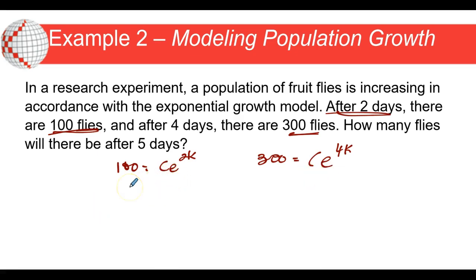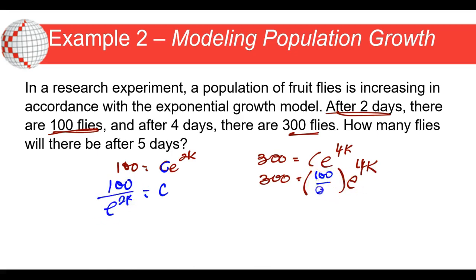So I have two equations I'm going to solve using substitution. It doesn't matter which one we take. I'm going to take this one and substitute in for C, and I'm going to find C by solving for this guy right over here. So C is equal to 100 over e^(2k), and I'll plug that in right here, 100 over e^(2k). That's called substitution. And then I'll go ahead and solve.